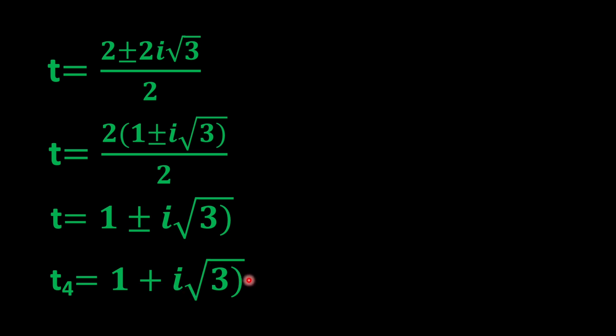And this is our fourth value, which is 1 + iota √3. Here again this bracket is additional, so ignore this please. And the other fifth value is 1 - iota √3.